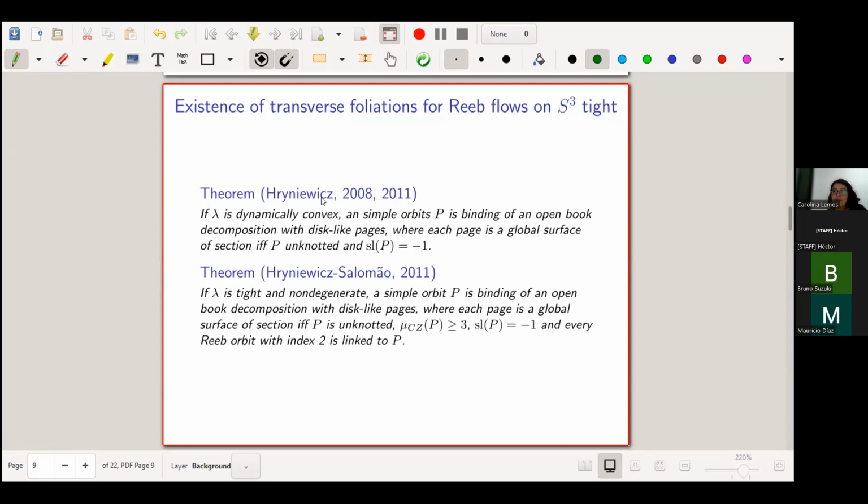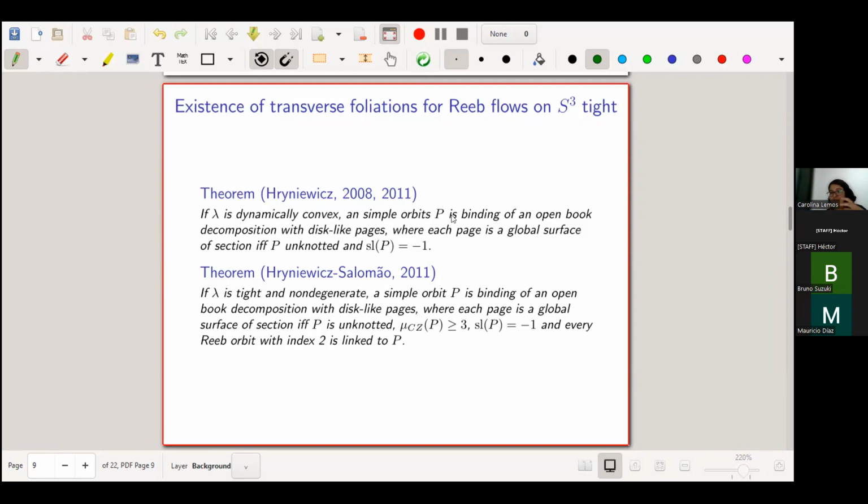So some question that appears after this result is which orbits can be the binding orbits of global surfaces of section of this kind. Some results by Hryniewicz and Salomão between 2008 and 2011 are the following. They characterize which orbits can be binding orbits of open book decompositions.